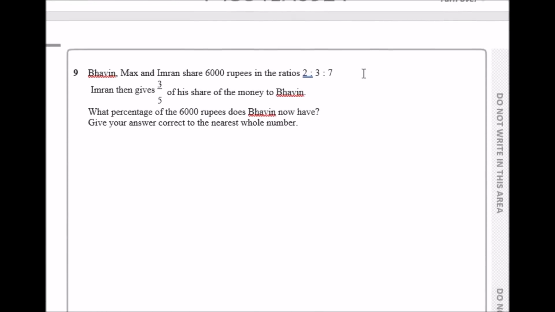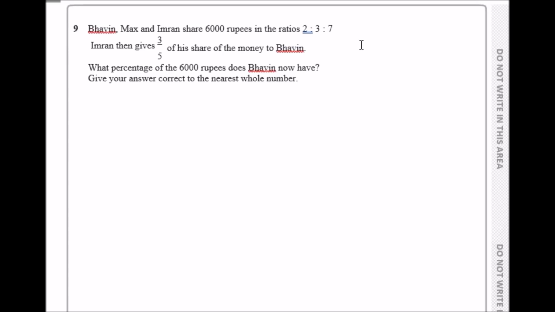All right. This is really easy, guys. So number 9. Bhavin, Max, and Imran share 6,000 rupees in the ratio 2:3:7. And Imran then gives 3/5 of his share of the money to Bhavin. What percentage of the 6,000 rupees does Bhavin now have?